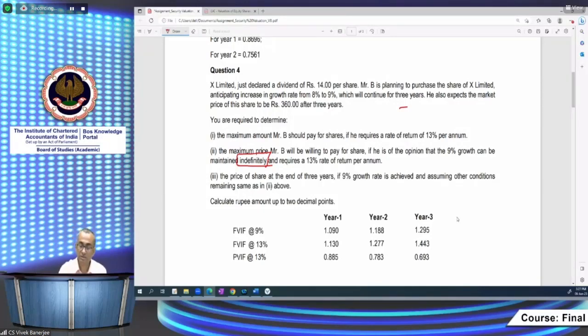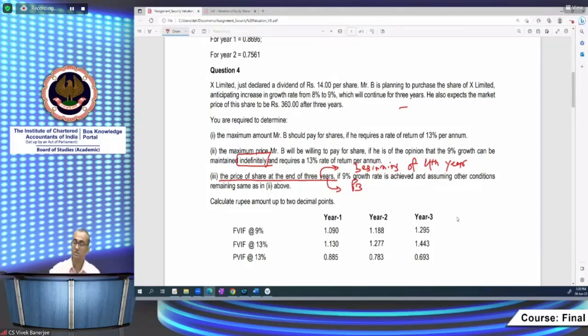Here the main point is price of share at the end of 3 years. What it means, price of share at the end of 3 years, you can denote it by P3. At the end of 3 years also means the beginning of the 4th year. So you have to calculate P3. And other conditions will be same as in 2, means the growth rate, discount rate, all will be same.